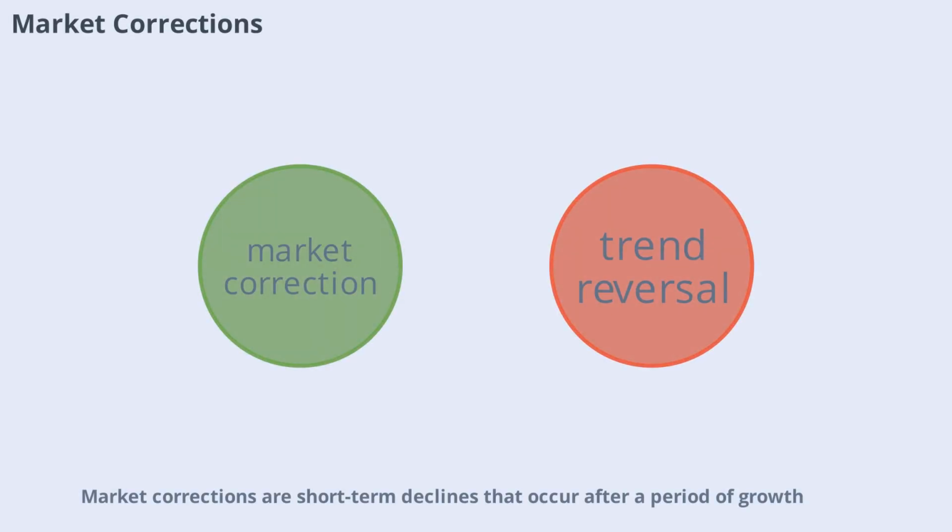Market corrections are short-term declines that occur after a period of growth. They are a normal part of market cycles and can present buying opportunities for savvy investors. Understanding the difference between a correction and a long-term trend reversal is crucial for making informed decisions during volatile times.